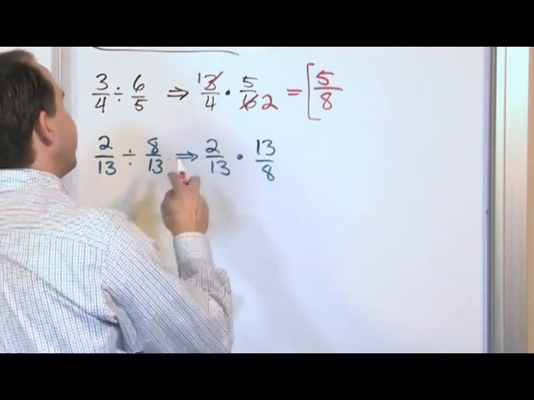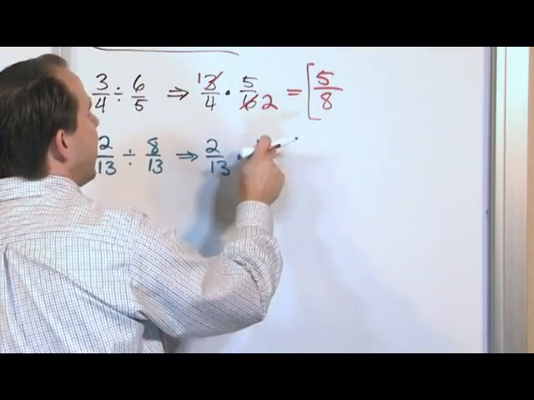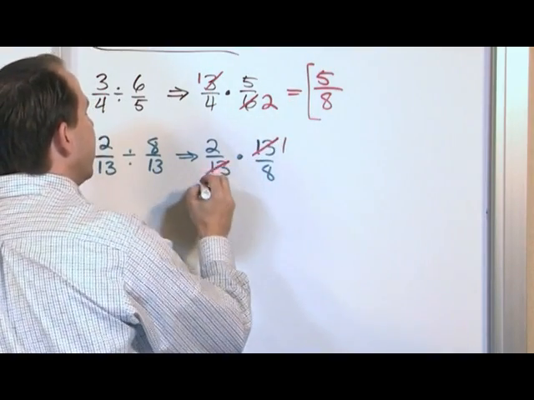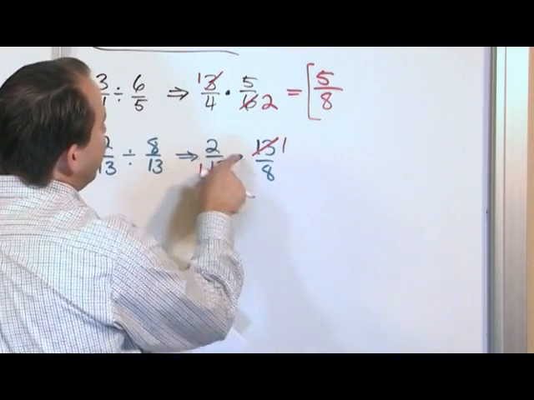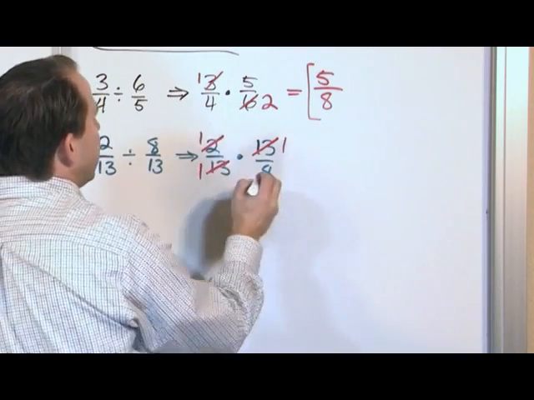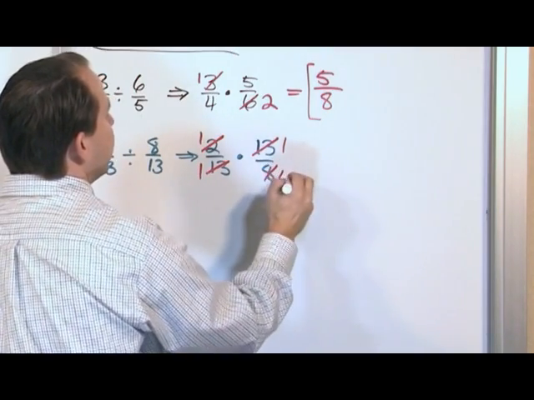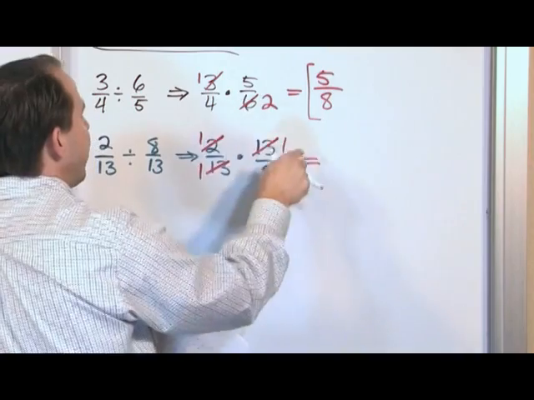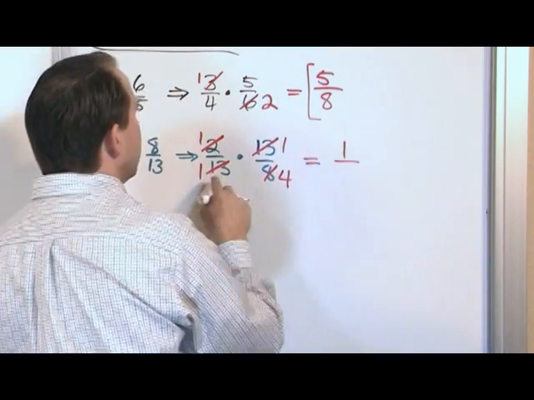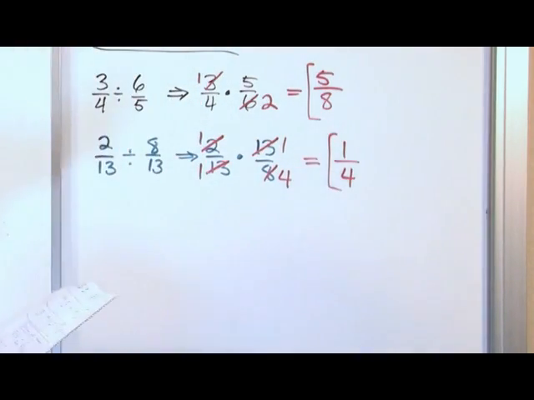I see a 13 and a 13. I know I can cancel them. Another way to think about it is I can divide top and bottom by 13. 13 divided by 13 gives me 1. 13 divided by 13 gives me 1. I see a 2 and an 8, so I know I can divide by 2. 2 divided by 2 is 1. 8 divided by 2 is 4. So I have everything totally simplified. These numbers are gone. 1 times 1 gives me 1. 1 times 4 gives me 4. The answer is 1/4.